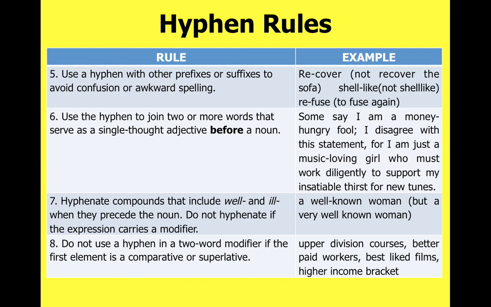Rule number 8, do not use a hyphen in a 2-word modifier if the first element is a comparative or superlative. Okay, so comparative and superlatives are words like good, better, best, upper, lower, highest, higher, things like that. The comparative is going to end in ER normally, and the superlative normally is going to end in EST. Okay, so you can look to the right, upper division courses, better paid workers, best liked films, higher income brackets. Because those modifiers are all 2 words, upper division, better paid, best liked, higher income, but because the first one is a comparative or a superlative, those words that end in ER or EST, you are not going to use a hyphen in those situations.